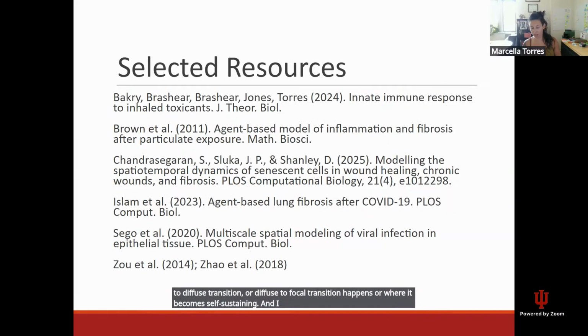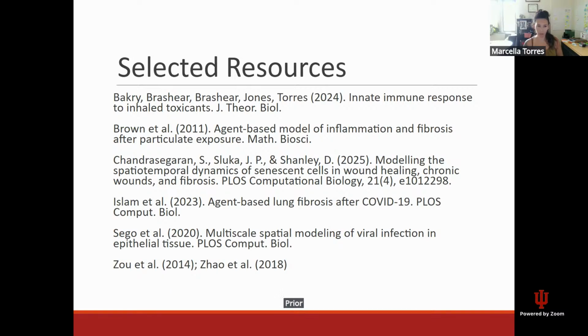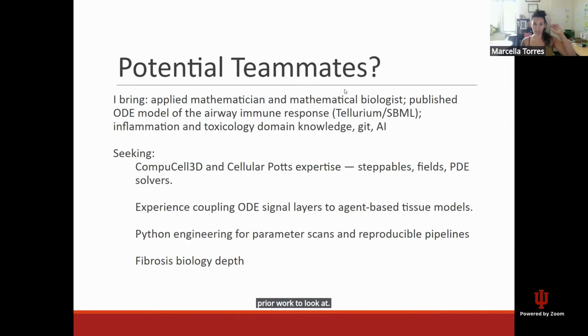And I have a lot of prior CompuCell3D models and agent-based models and prior work to look at. And these are all the things I'm hoping to find in potential teammates. Thanks for listening. That's fabulous.